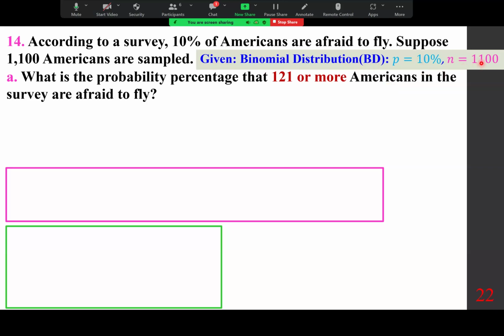P is 10%, N is 1,100, because you're either afraid or you're not. There are 2 outcomes and people are independent. So it's important to understand why it's a binomial distribution, and then recognize N as well as P. Anytime you do a word problem, you have to write the given. So here are the 3 methods.